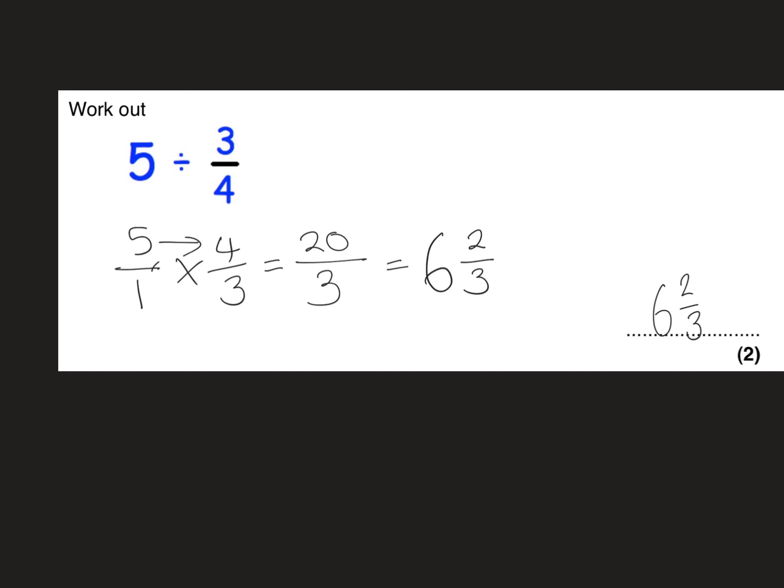So just remember, whenever you're dividing fractions, that the first fraction stays the same. Okay, the second part that we do is we change the divide to a multiply, and then we flip our second fraction over. So remember those 3 points whenever you're dividing fractions.